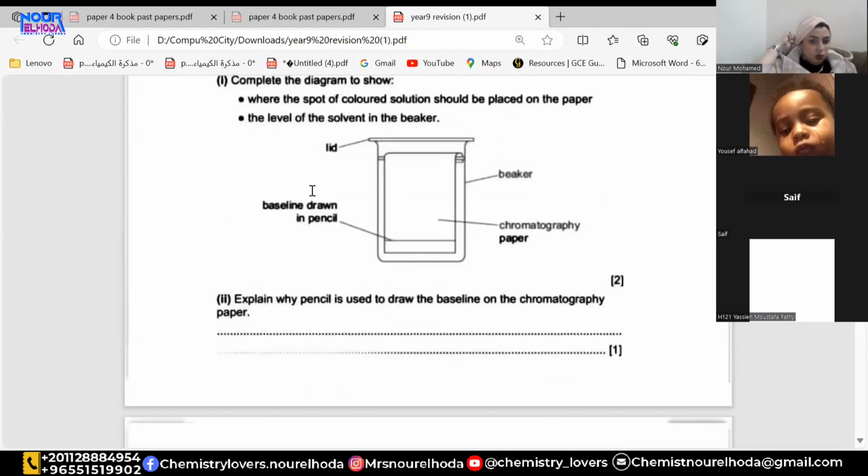Next. Why is the pencil used to draw the baseline on the chromatography? I told you before, all the time you need to use the pencil here. If I draw it with ink, the ink is soluble, but the pencil is insoluble. When I need something that is insoluble, all the time I will use a pencil, because the pencil is insoluble in water. Okay.